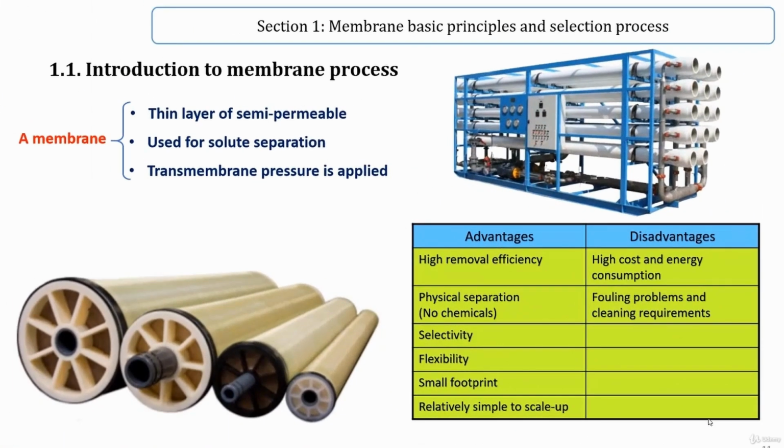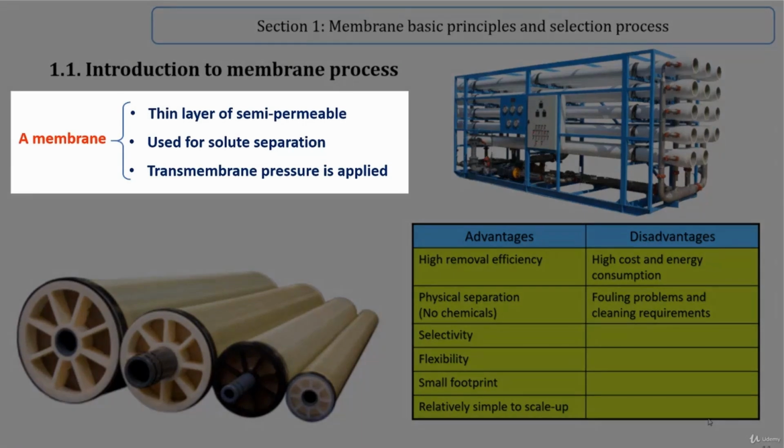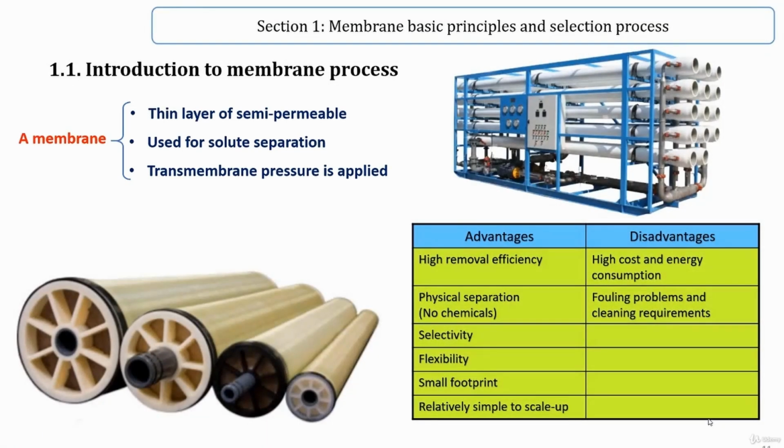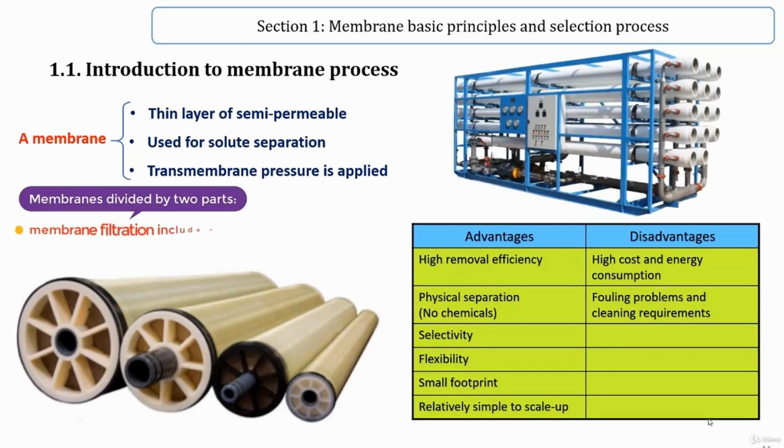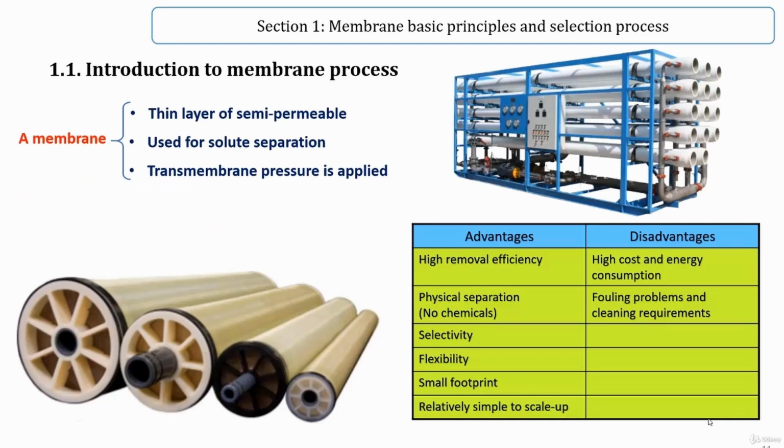Introduction to membrane process. At first, let's have a definition of a membrane. A membrane is a thin layer of semi-permeable material that is used for solute separation as transmembrane pressure is applied across the membrane. As a matter of fact, membranes are divided into two parts. Membrane filtration includes microfiltration and ultrafiltration, and membrane desalination includes nanofiltration and reverse osmosis.